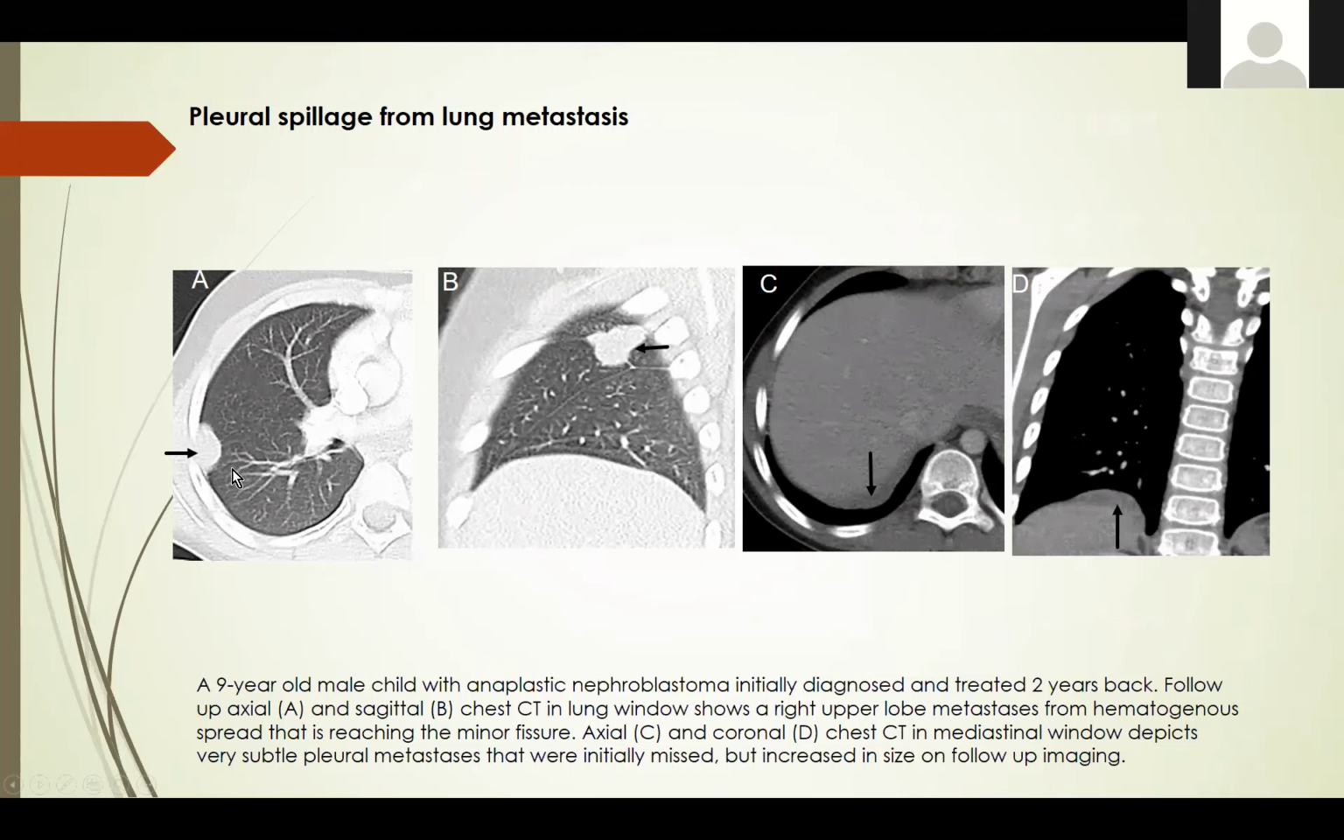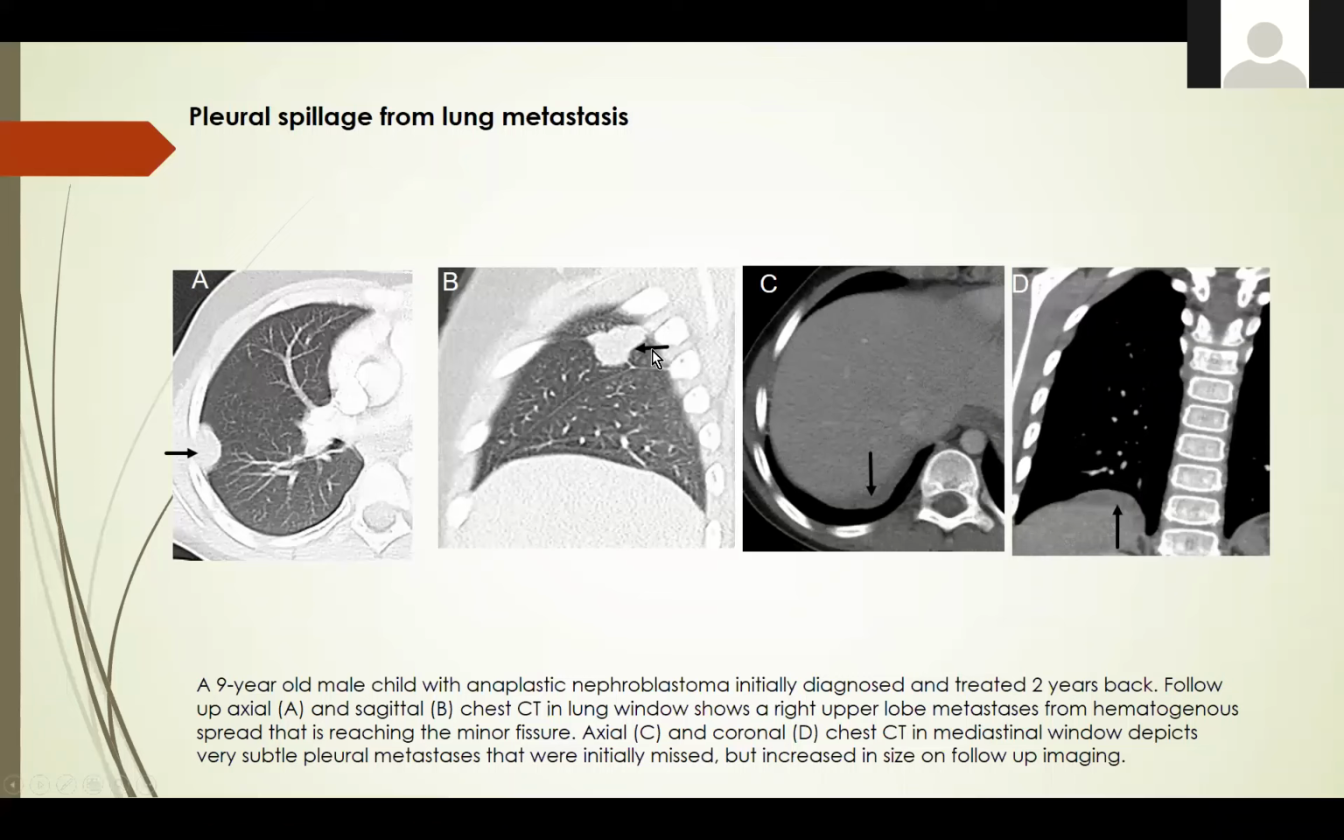What was not noticed at that point was this pleural drop implant. It's in the dependent pleural space. This was missed at initial interpretation, and at thoracoscopic surgical resection, they found it. But for some reason, they only biopsied it. On the follow-up study, there was definite growth of this lesion.